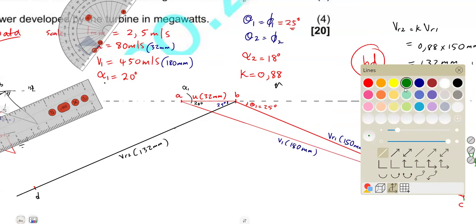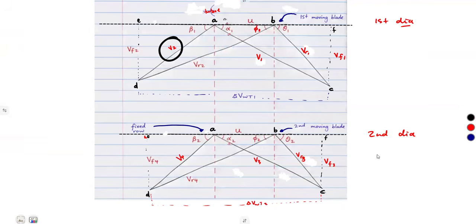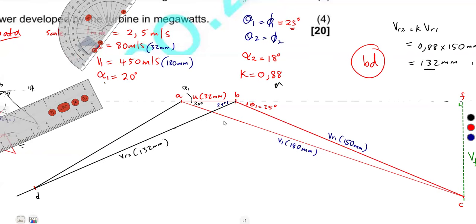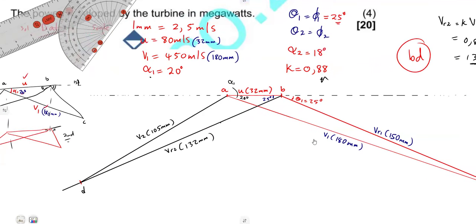All right. So A to D, you simply need to join these two, then measure that line which represents the absolute velocity, which is V2 at the exit there. So that's our V2. You measure that. After joining, guys, like I said, you must measure. That was going to be 10.5 centimeters, which is 105 millimeters. That's our V2. You must have something approximately closer to that.